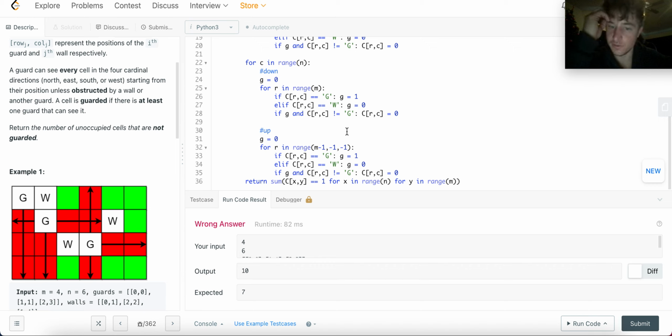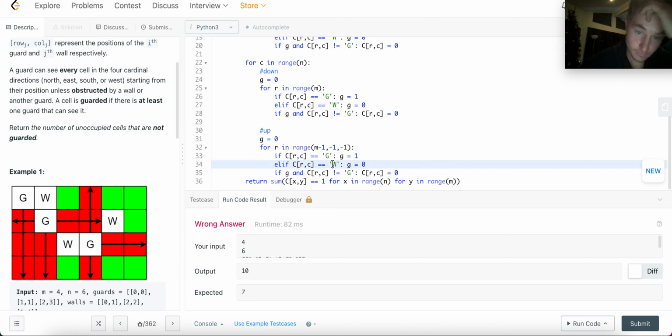Somebody out there knows what I'm doing wrong here, and they're like, no, you idiot, you are the chosen one. You guys tell me, why is it overcounting the guards here? Well, there's also 3 walls. Yeah, but if CRC equals a wall, G equals 0, so then this is 0.